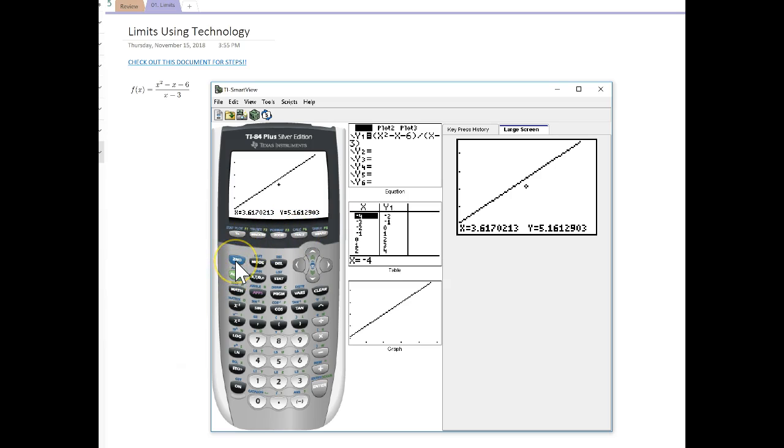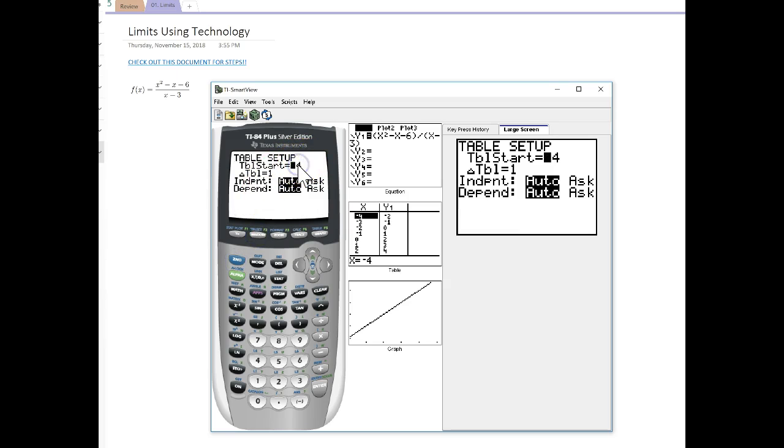But I can also go to table set. If I want to start at maybe 0, or maybe I want to start at 2, or 2.9, and I want to go up by maybe 0.01. Enter again. And you can see what's happening already in the table. You obviously can't access this. This is all you're seeing on your screen at this time.